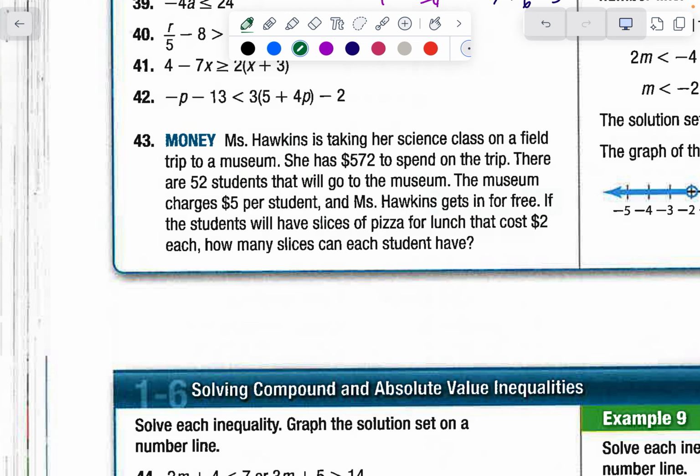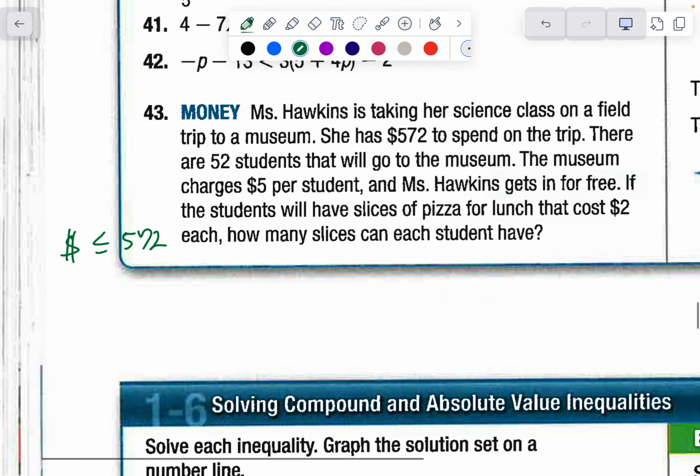So if we go through and we look, she has $572 to spend. So whatever she spends has to be less than or equal to 572. That's the money she's got. So if you think about the inequality that goes with that, it's just kind of logic. We only have $572 to spend. How much money is she actually spending on the tickets for the kids? How could we calculate that? It says that the tickets are $5. She had 52 students. You were just going to do 52 times 5. And 52 times 5 is $260.